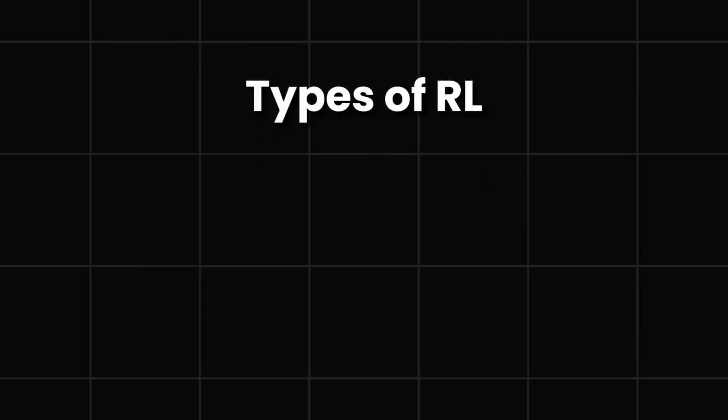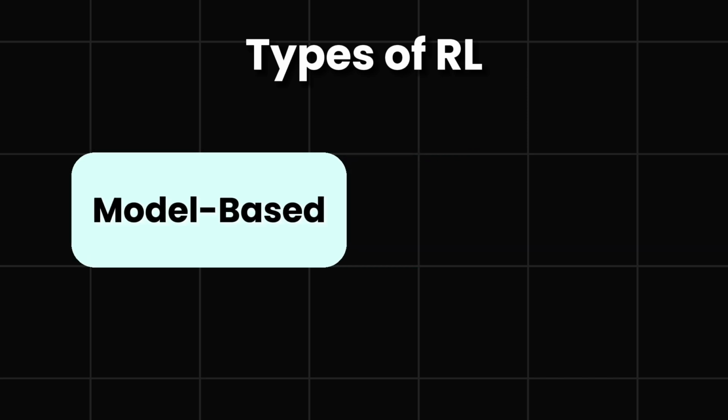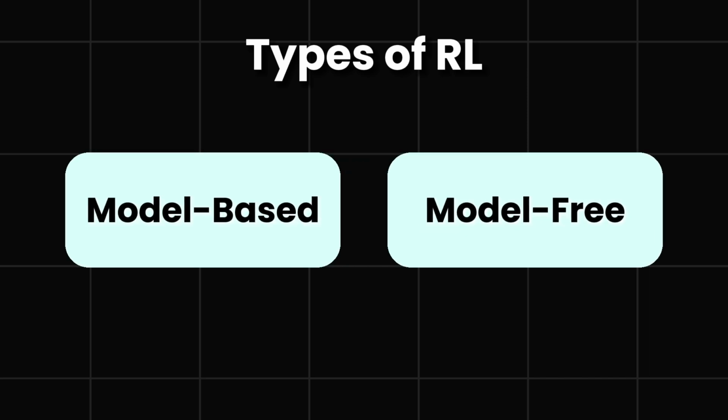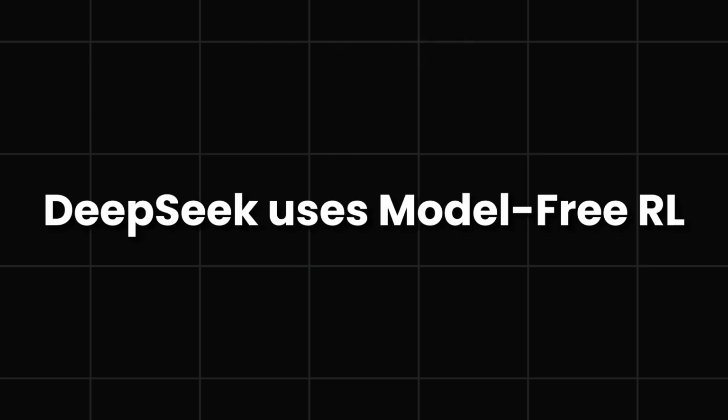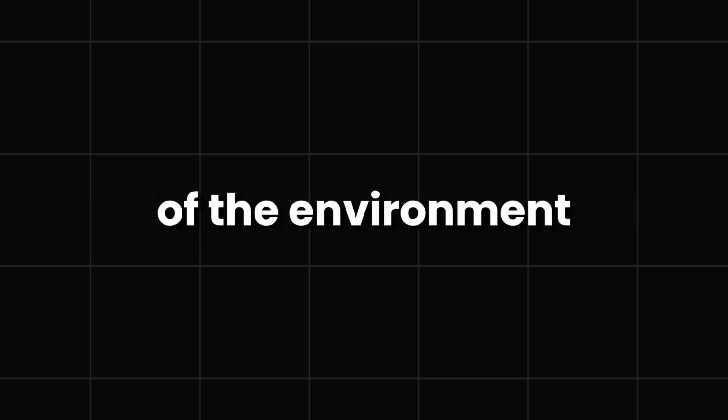So there are two types of reinforcement learning, which are model-based and model-free. In model-based, the agent builds a model of the environment and uses it to plan actions. In model-free, the agent learns directly from interactions with the environment without building a model, and the common algorithms include Q-learning and SARSA. So DeepSeek uses model-free reinforcement learning because it focuses on learning through trial and error, guided by rewards, rather than relying on a pre-built model of the environment.